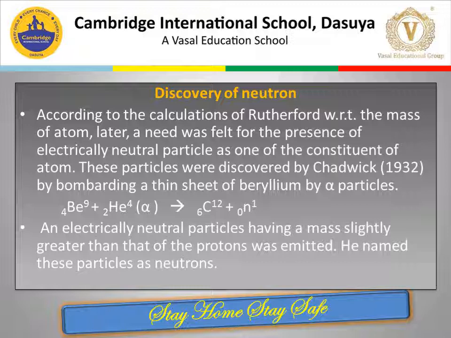Beryllium, atomic number 4, mass number 9, when bombarded with helium, atomic number 2, mass number 4, gave carbon, atomic number 6, mass number 12, plus one chargeless particle with mass almost equivalent to that of the proton. This particle was named the neutron.